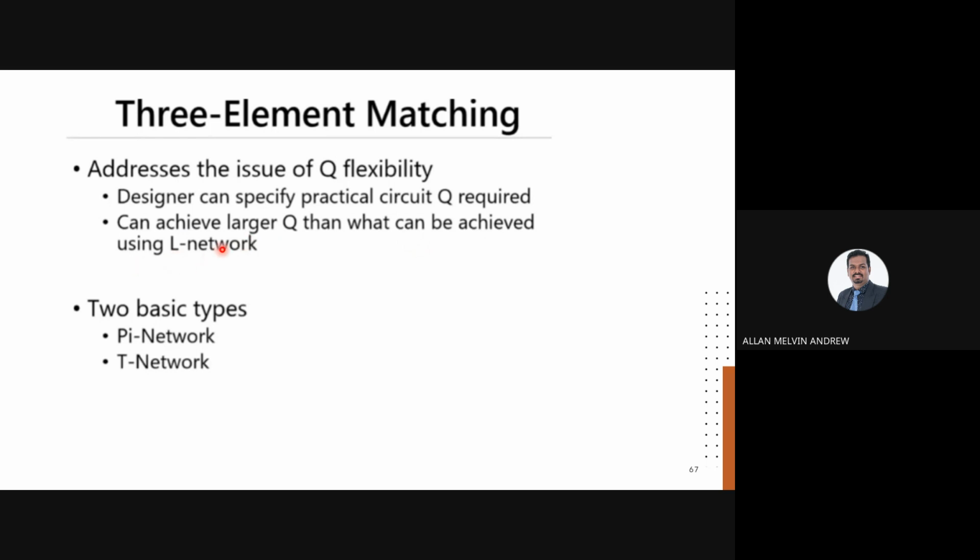So we can try to work on a larger Q, because the L network usually can produce a high Q, but we will not rely on it. We will depend on the other networks. If we can achieve a larger Q than what we can achieve with the L network, then it will be much better. So in order to do this, we can utilize the pi network and also the T network, which we will discuss tomorrow.